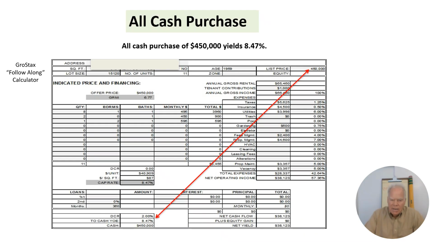What you're looking at here is the Grow Stacks Follow Along Calculator, the same tool you can download and use yourself. And in this example, we're modeling an all-cash purchase at $450,000. You'll notice the yield comes out about 8.5%. And this is our baseline before leverage changes everything.